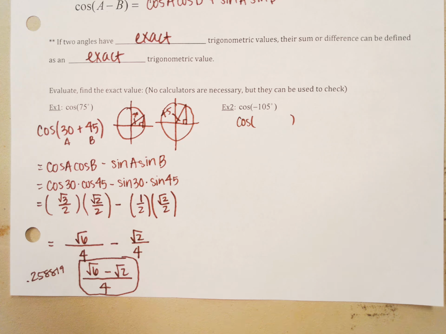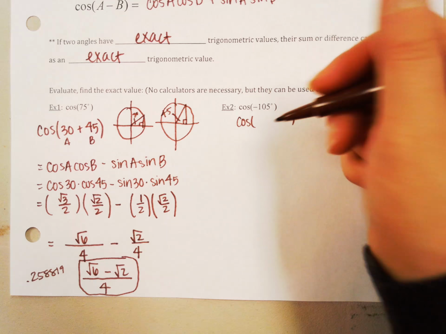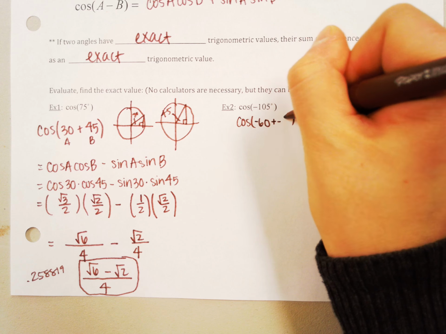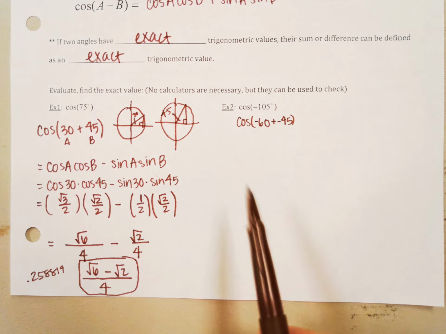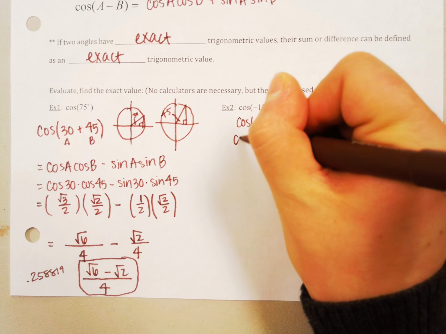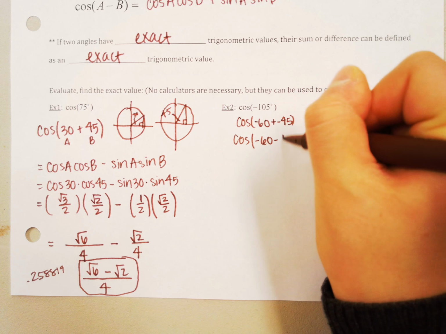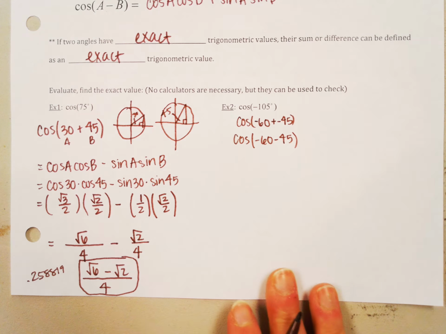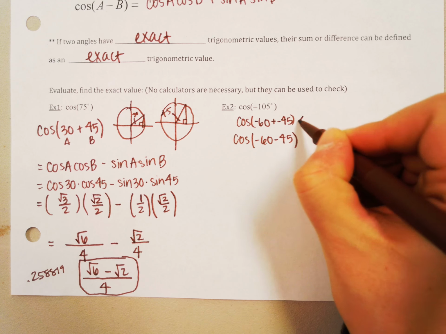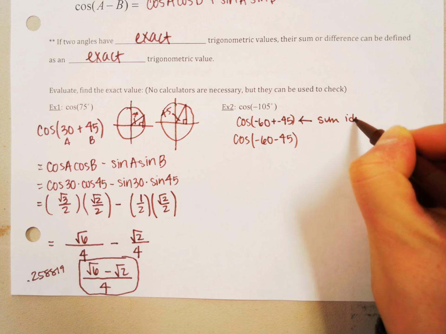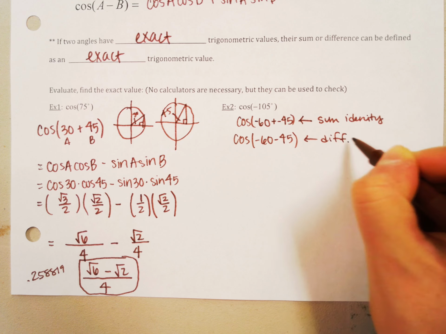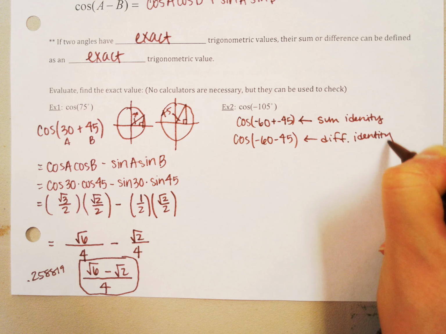The values that I came up with are, since it's negative, you have to be a little bit careful, negative 60 and negative 45. It doesn't actually matter if you represent it as negative 60 minus 45 or negative 60 plus negative 45. Both of those represent the same thing. It just depends on if you're going to use the sum or difference formula. So this one, you would use the sum identity. And this one, you would use the difference identity. I spelled that wrong.